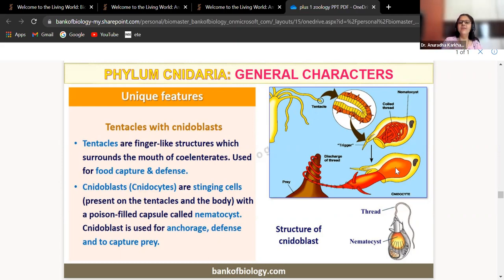In the same way here, look at it. This is a thread which is tied onto that particular capsule. As and when the prey approaches, it will propel out that thread. The thread gets wound around the prey, and then it pulls it inside. See how smart Hydra is! It will then gulp it down into its cavity. So this is how the prey is captured.